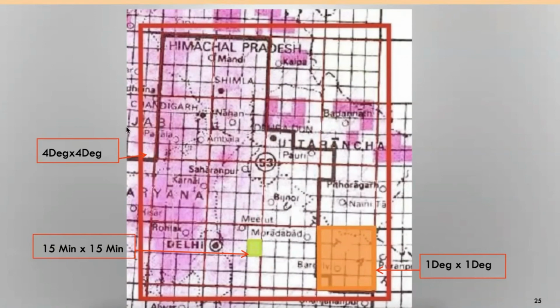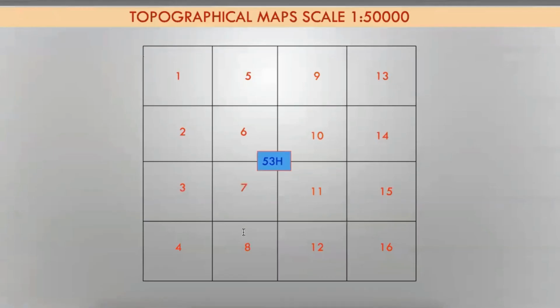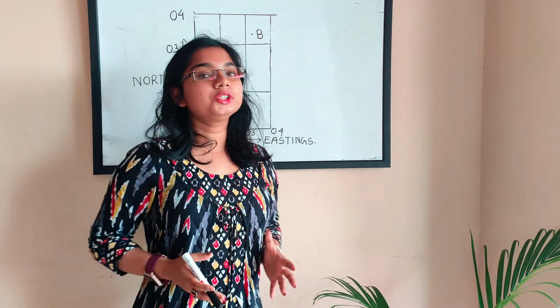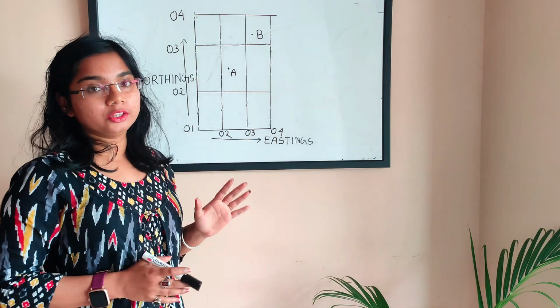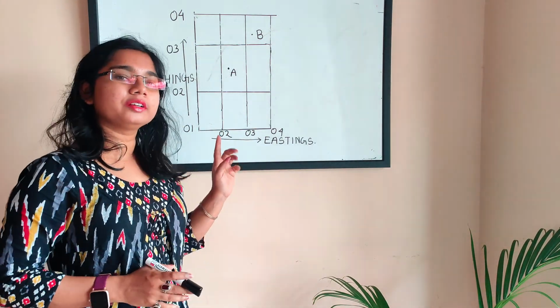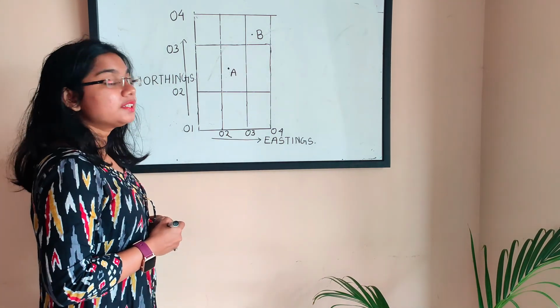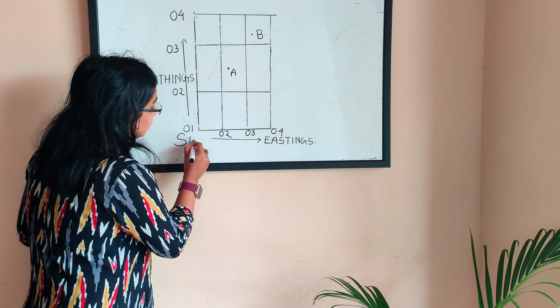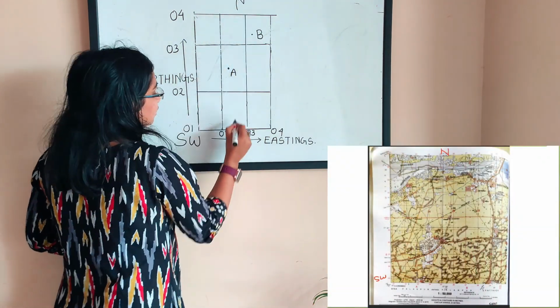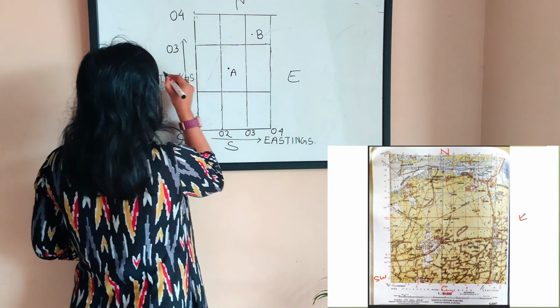Let's talk about this 15-minute by 15-minute grid. Now this 15-minute by 15-minute grid is again subdivided into parts. Like for each line, there will be a difference of 1 kilometer. So these all are imaginary lines. Now we have to start our journey to find the location of a place through the 4 grid references. So we have to start our journey from the southwest corner. So this is my southwest corner. This is north, south, east, west.